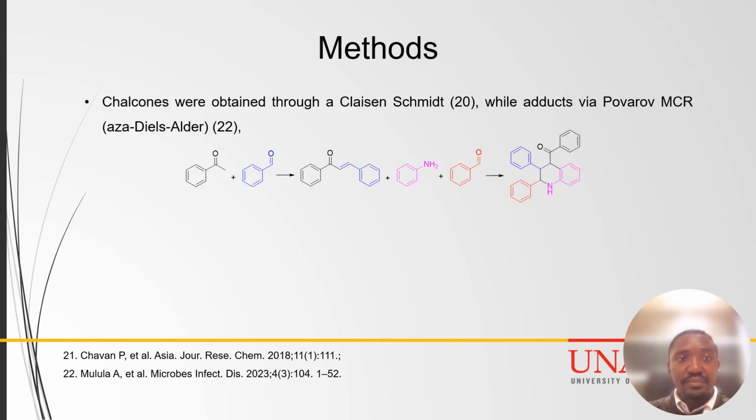For the synthesis, this is the generic structure of how we did our synthesis. In terms of the Chalcone, we synthesized it using a Claisen-Schmidt condensation, while for the THQ adduct, we used a Povarov multi-component reaction, which in other words is called an aza-Diels-Alder reaction.